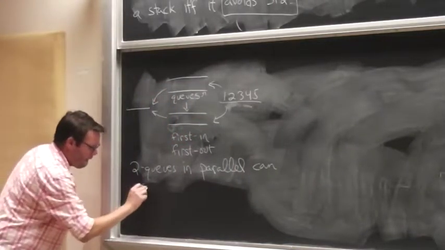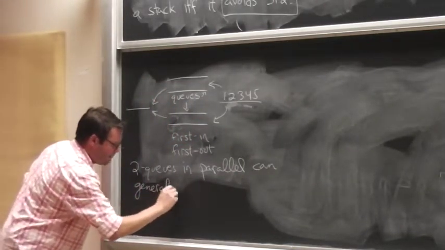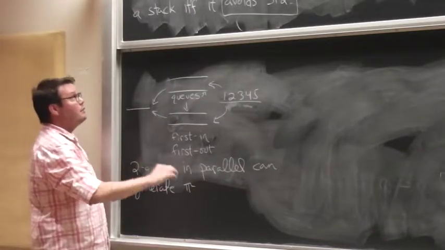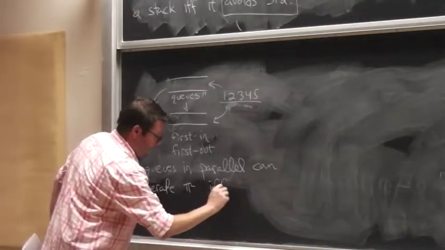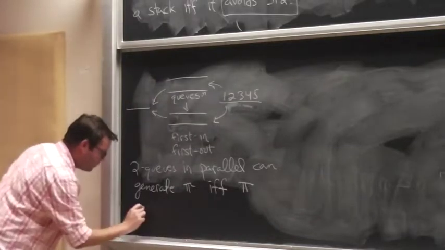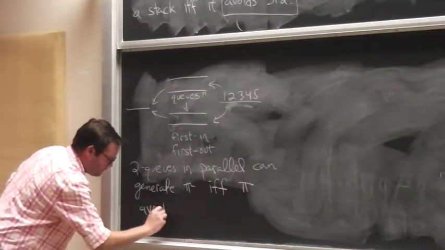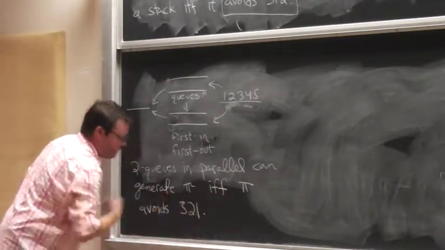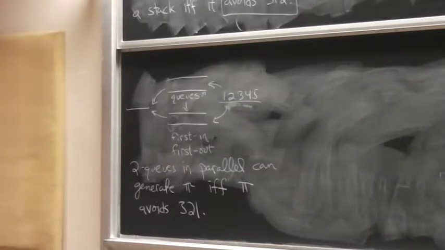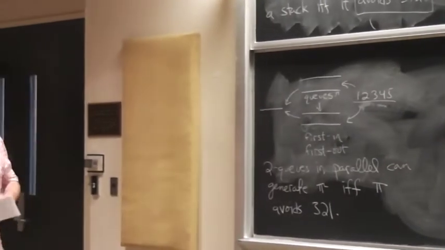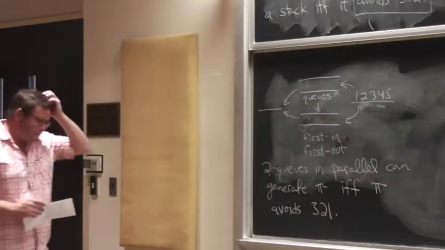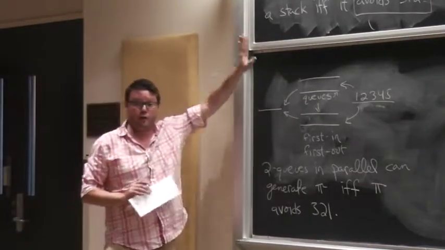This can generate pi if and only if pi avoids 3, 2, 1. And these two results inspired a ton of work.